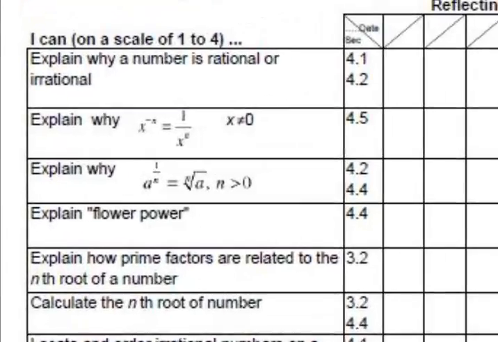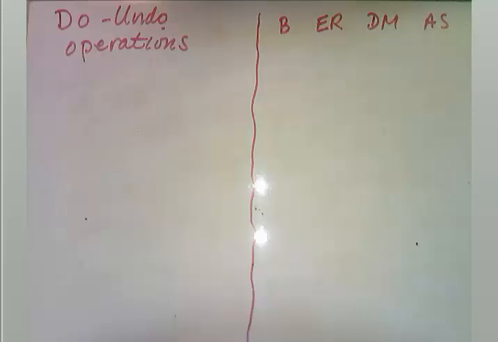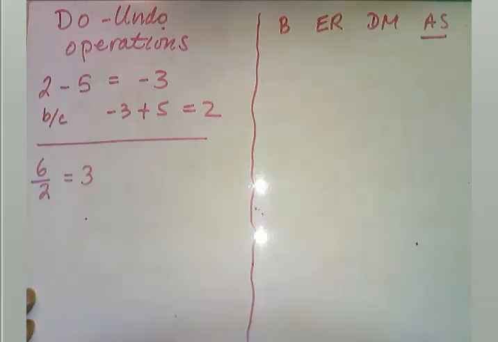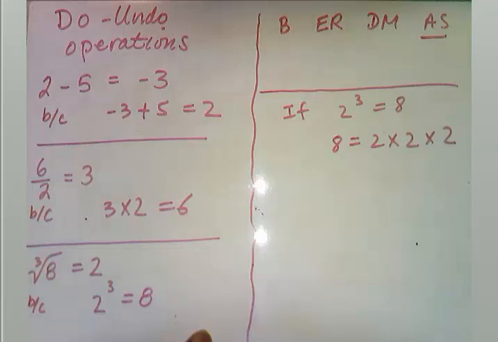Let's explain now why a to the 1 over n is the nth root of a. We have do and undo operations. For instance, 2 take away 5 is negative 3, because negative 3 plus 5 is 2. 6 divided by 2 is 3, because 3 times 2 is equal to 6. The cube root of 8 is equal to 2, because 2 times 2 times 2 is equal to 8.